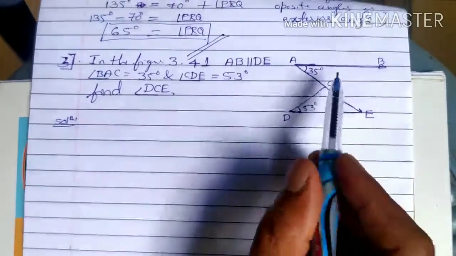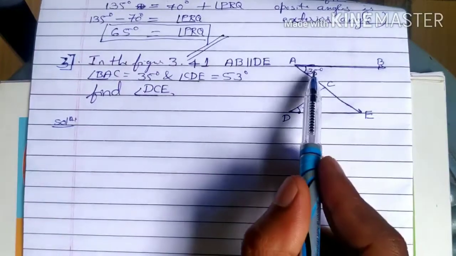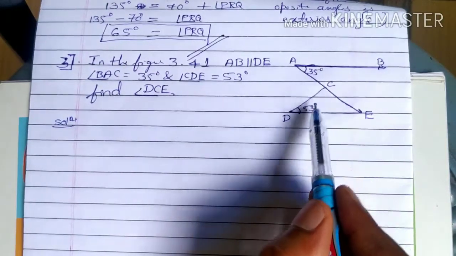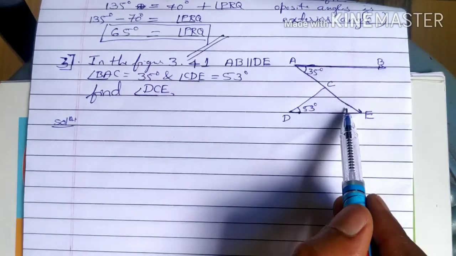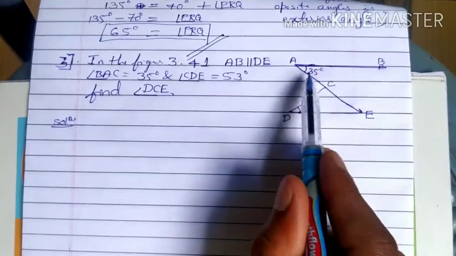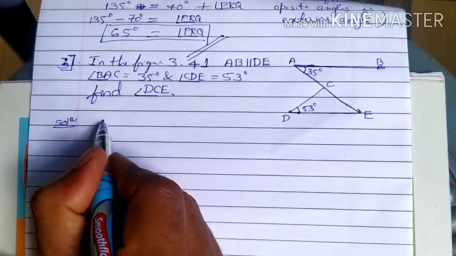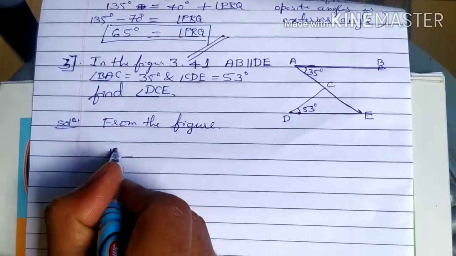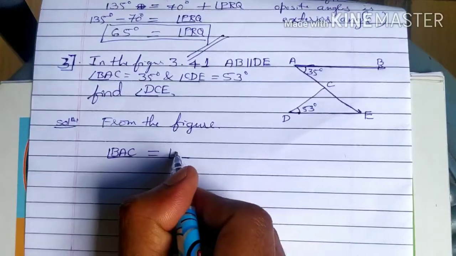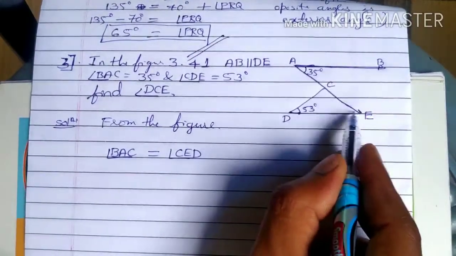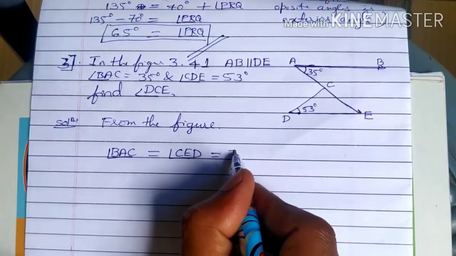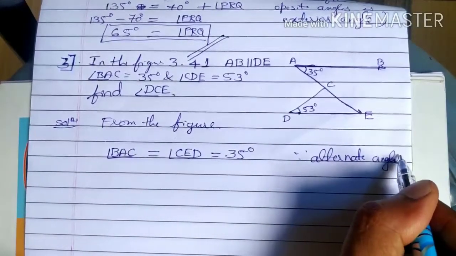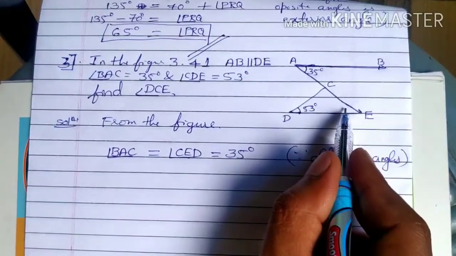Okay. So now when you see the figure, AB is parallel to DE. So that means this angle and this angle are alternate angles. Correct? So angle BAC and angle CED are alternate angles. Since these two lines are parallel, alternate angles are equal, right? So we can make use of that. From the figure, angle BAC is equal to angle CED, so that is equal to 35 degrees, because they are alternate angles. Okay, so we got this angle as 35 degrees.